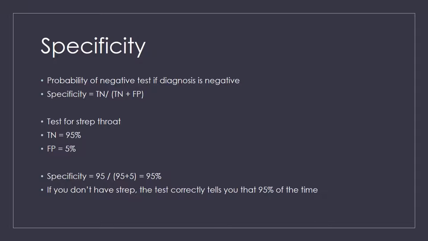Strep is a kind of mild, benign example, but if you think of it as cancer, if a doctor tells you you have cancer, you hope that they're correct. And if a doctor tells you you don't have cancer, you also hope that they're correct. So the sensitivity and specificity of certain tests are very important to establish before they're widely used.